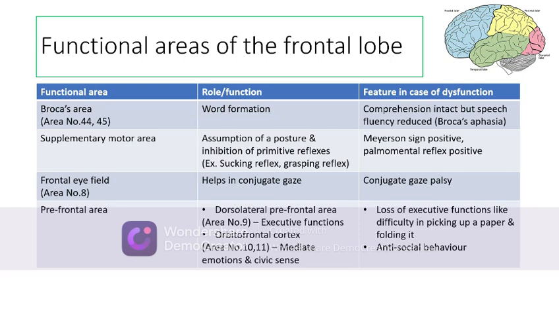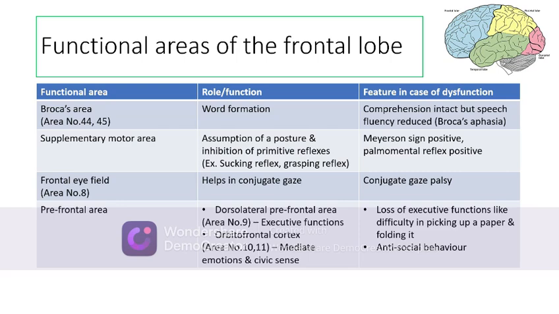It also houses the supplementary motor area, which is involved in assumption of a posture and inhibition of the primitive reflexes like sucking reflex and grasping reflex. If this area gets involved, then Mersenne sign becomes positive and palmomental reflex becomes positive. The frontal eye field is area number 8, which helps in conjugate gaze, and if this area becomes dysfunctional, there is conjugate palsy in the patient.